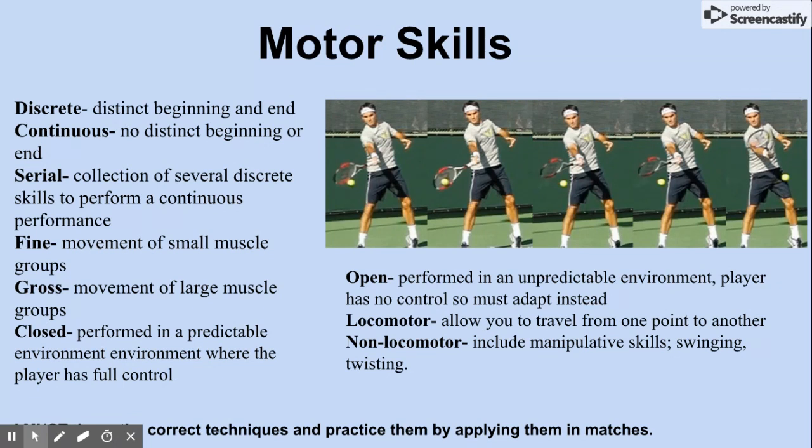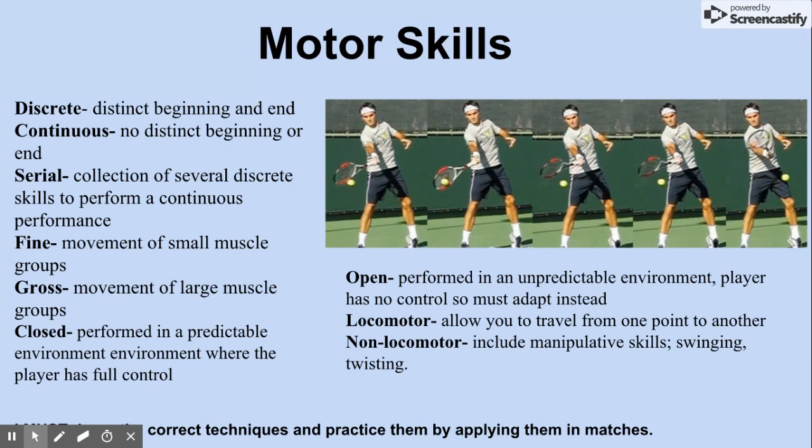A discrete skill is one with a distinct beginning and end. A discrete skill in tennis is serving the tennis ball. When a motor skill has no distinct beginning or end, it is said to be continuous. In tennis, moving around the court is a continuous motor skill, as a professional must constantly be doing it in a game.